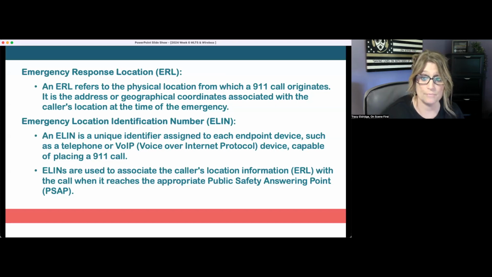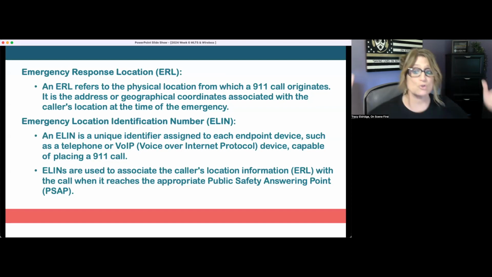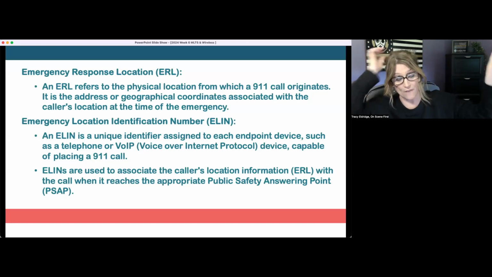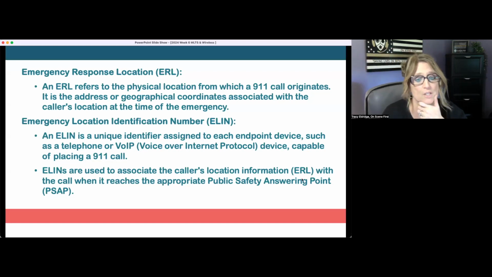And in the system, the address is identified as 123 Main Street. The system doesn't understand that this is Tracy's office. So what the ELIN does is give me a number. It's going to assign a number to this particular device. This device is going to be number 5203. So at the same time as that 911 call, both the phone number and the 5203 are going to be sent off as well. And I'm going to show you what that graphic looks like in just a second.